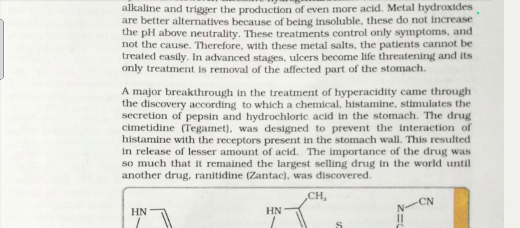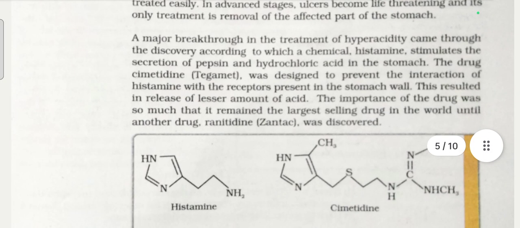A major breakthrough in the treatment of hyperacidity came through the discovery that a chemical, histamine, stimulates the secretion of pepsin and hydrochloric acid in the stomach. The drug cimetidine (Tagamet) was designed to prevent interaction of histamine with the receptors present in the stomach wall. This resulted in release of a lesser amount of acid. The importance of the drug was so much that it remained the largest selling drug in the world until another drug, ranitidine, was discovered.